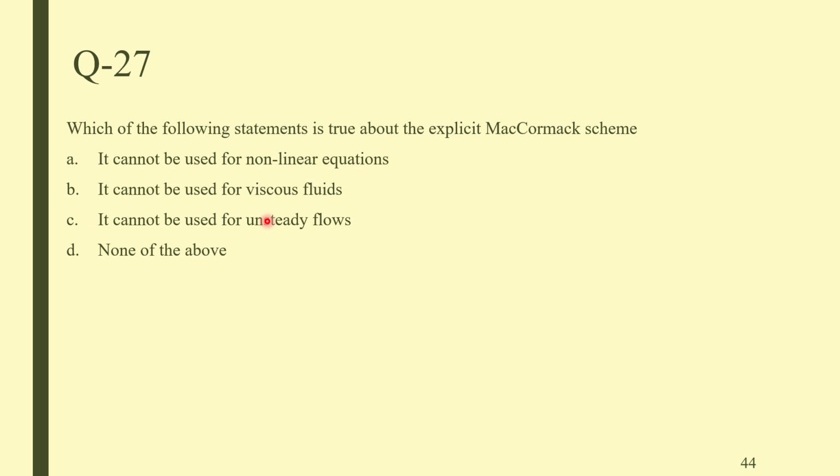Actually, the right answer to this particular problem is none of the above. It can be used for nonlinear equations because you can see that these equations are nonlinear, they are not linear. So McCormick scheme can be used for nonlinear equations, and it can be used for viscous fluids as well. And third one, it cannot be used for unsteady flows. It can be used. Unsteady fluid flows we see almost everywhere.